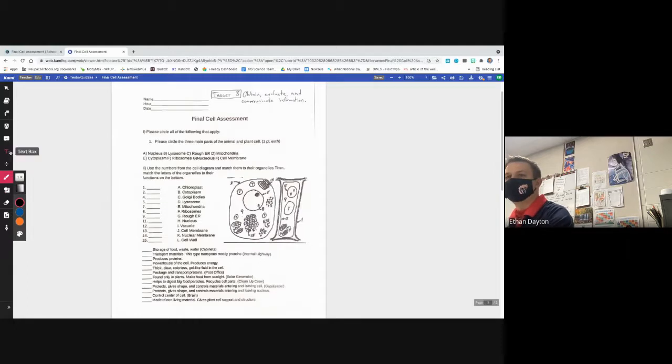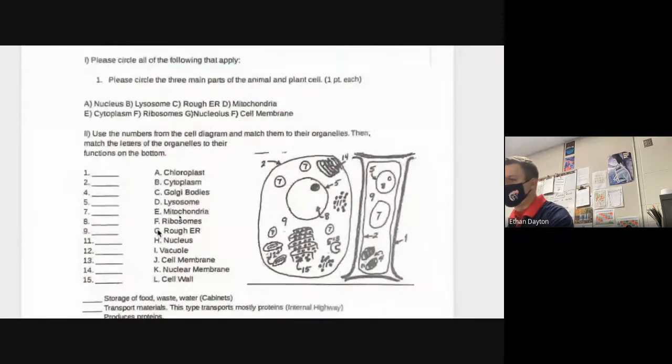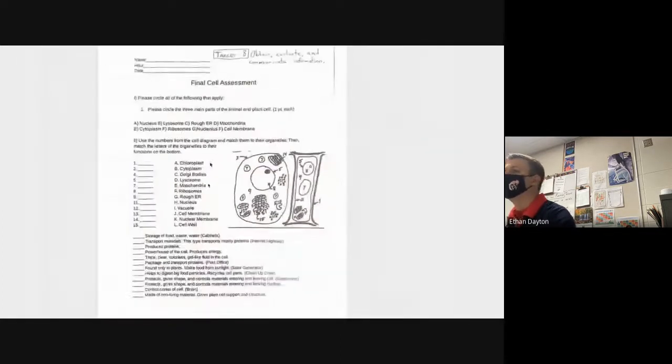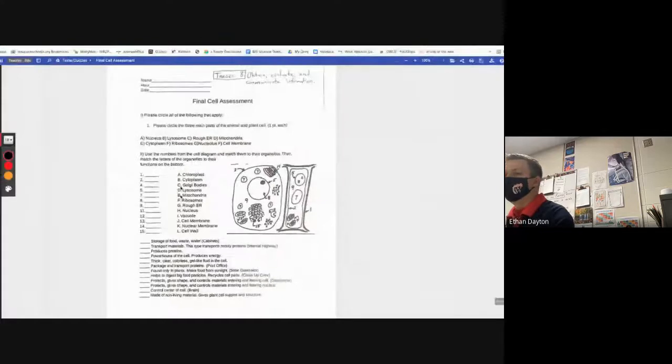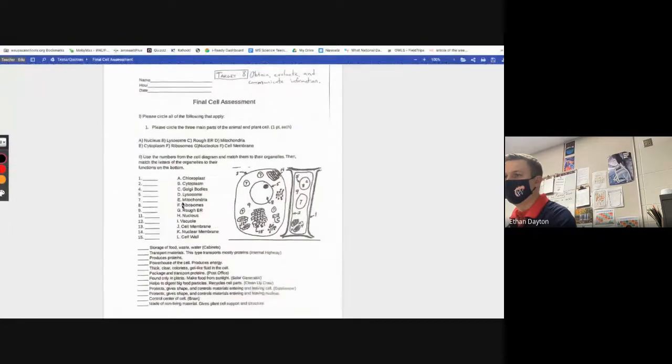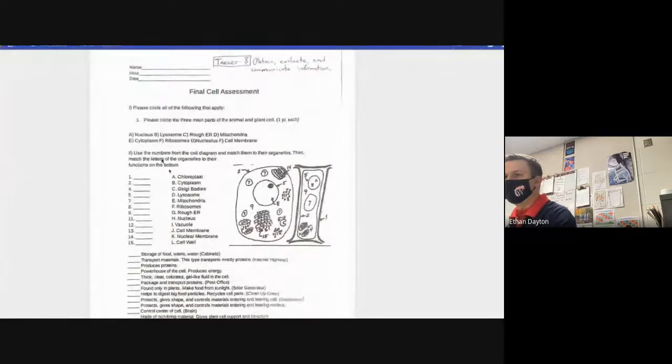All right, then you move down to Roman numeral number 2. Use the numbers from the cell diagram and match them to their organelles. Then match the letters of the organelles to their functions on the bottom. So you need to put a letter here and a letter here. Got it?